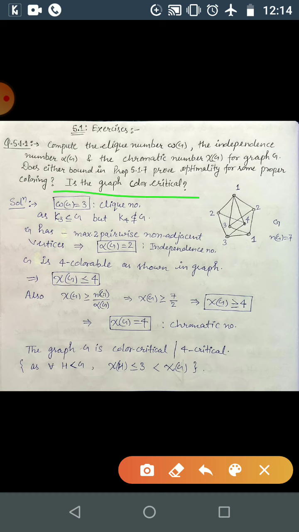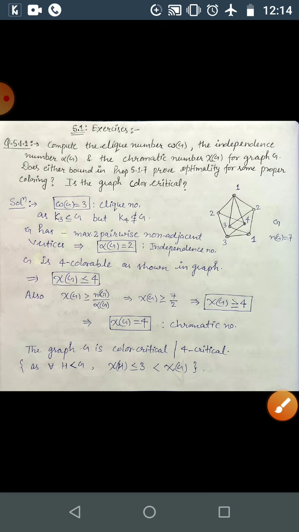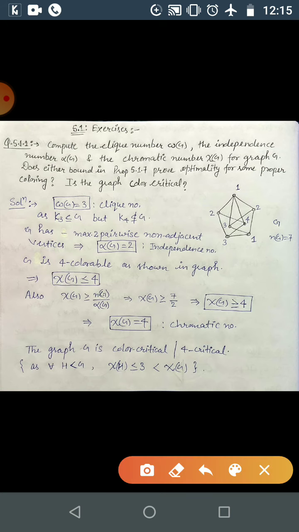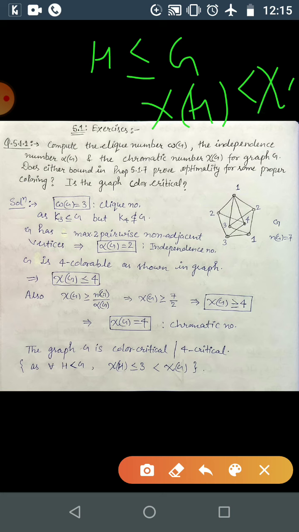Is this graph k-critical, or you can just say color critical? A graph is color critical if there does not exist any subgraph whose chromatic number is the same as the chromatic number of the graph. Or you can say for every subgraph H of G, the chromatic number of H will always be strictly less than the chromatic number of G. This is the condition for color critical. Then we say G is critical, and this must hold for all subgraphs.